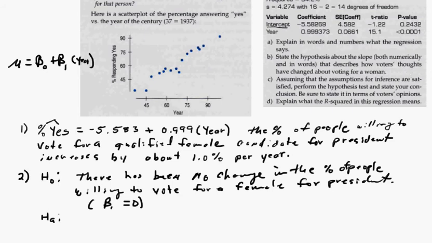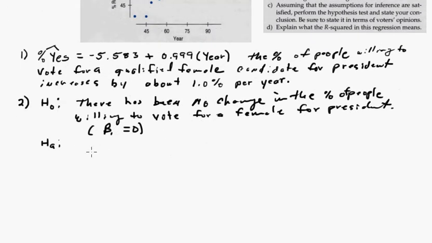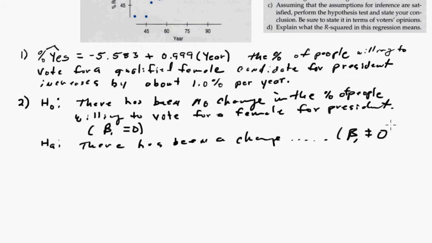We're going to say that, and then we're going to look to see if there's evidence that there has been a change. Okay? Dot, dot, dot. Same thing as above. And then here we would say beta 1 is not equal to 0. Okay, so that's the basis for our test.